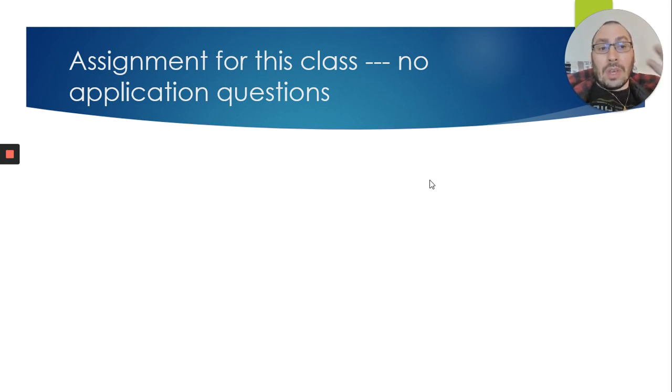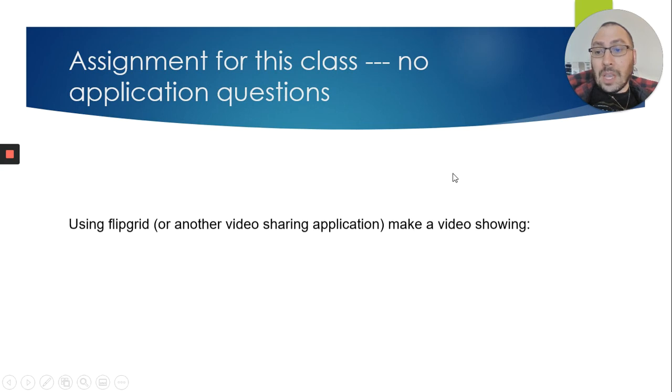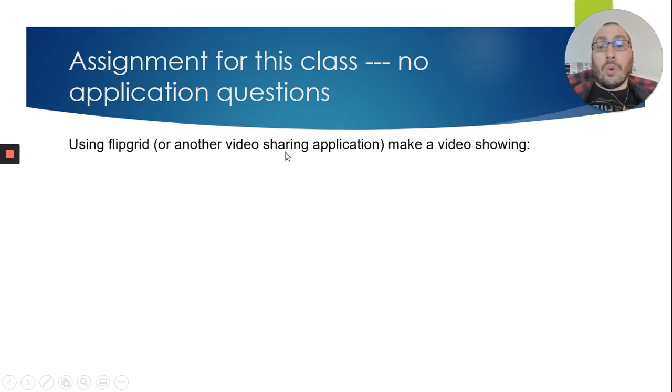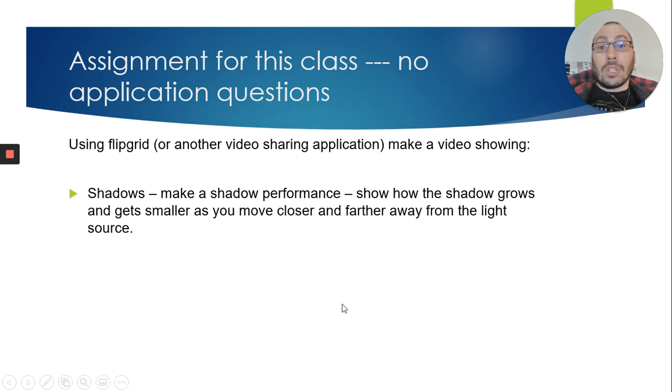You're going to be doing 4 things for me to show the principles that were in this lesson, as well as in topic 2.1 in your textbook. The first thing you're going to do, using Flipgrid or another video sharing app, is make a video showing the following. First, I want you to show me some shadows. I want you to make some sort of shadow performance.